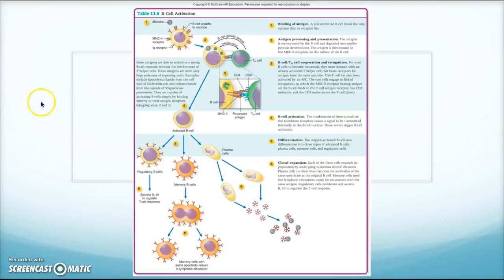So this is table 13.6, and just like I said about table 13.5 on T cell activation, this is a really good summary for B cell activation and would be a great place to really make sure that you understand.